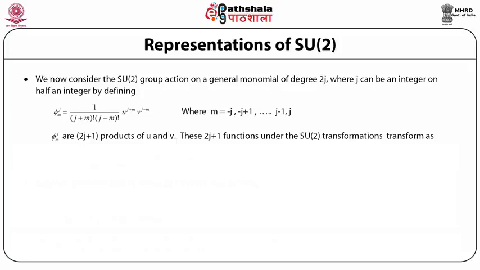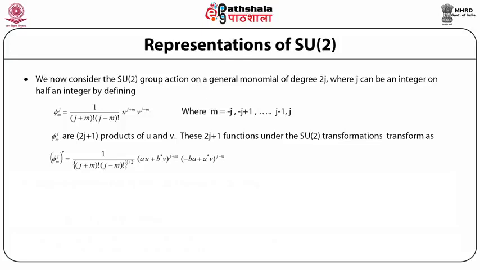These 2j plus 1 functions under the SU2 transformation transform as phi jm prime is equal to 1 upon square root of j plus m factorial j minus m factorial, phi jm prime u prime to the power j plus m into v prime to the power j minus m, where u prime is au plus b star v and v prime is minus ba plus a star v.